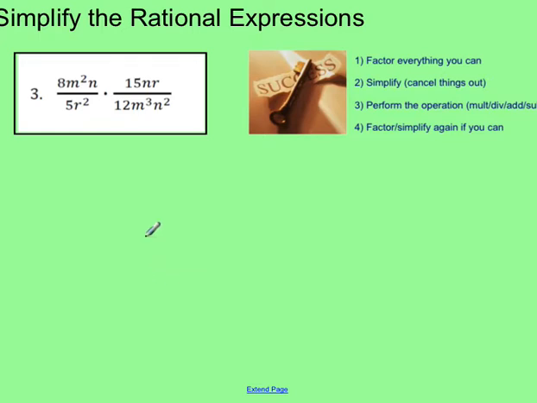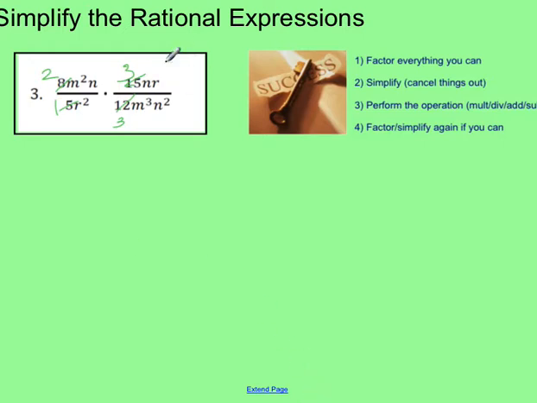Moving on to example 3. Same idea here. I look to see what numeric values I have. I have 15 and 5, both divisible by 5. So 15 divided by 5 is 3. 5 divided by 5 is 1. I have 8 and 12, both divisible by 4. So this would give me 2. This would give me 3.